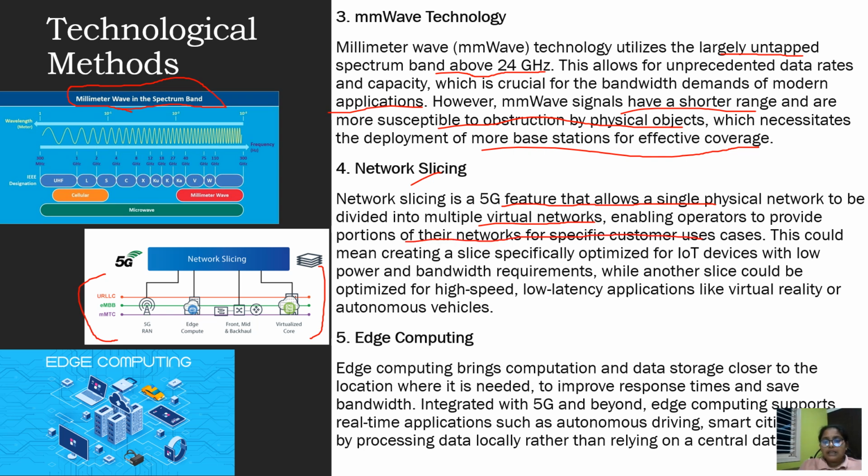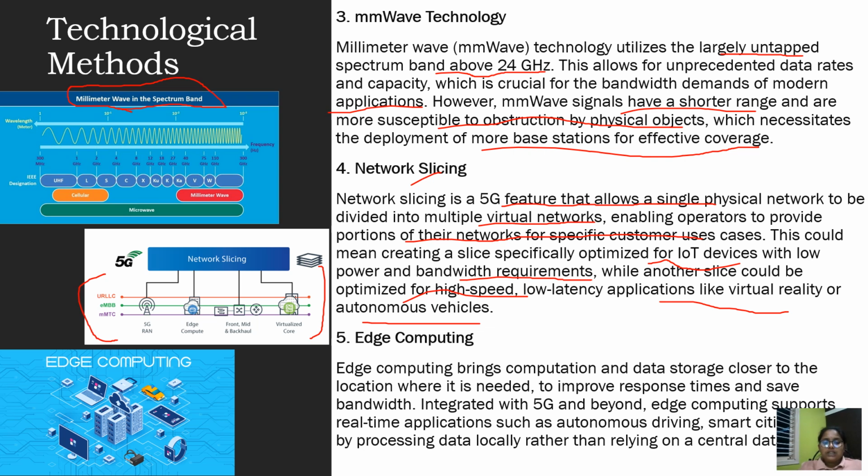This could mean creating a slice specifically optimized for IoT devices, with low power and low bandwidth requirements, while another slice could be optimized for high speed. One is low, one is high, and that does not disturb the spectrum. If high speed is needed, it goes for high speed. If lower is needed, it acts for lower power and bandwidth requirements, and low latency applications like virtual reality or autonomous vehicles.